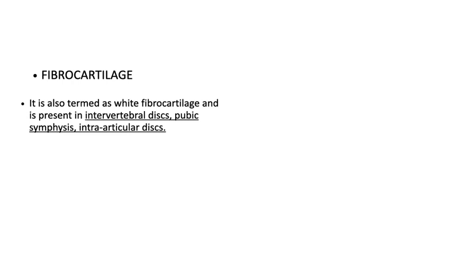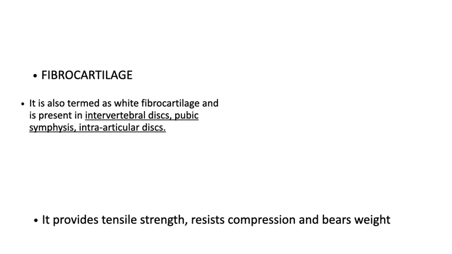Next type of cartilage is the fibrocartilage. Fibrocartilage is also called white fibrocartilage, and it is present in the intervertebral disc or the menisci. Example is a meniscus in the knee joint or the pubic symphysis. So, whatever discs are present in between the bones in a joint, that is known as white fibrocartilage. This white fibrocartilage will not have perichondrium. It provides strength and it bears weight.